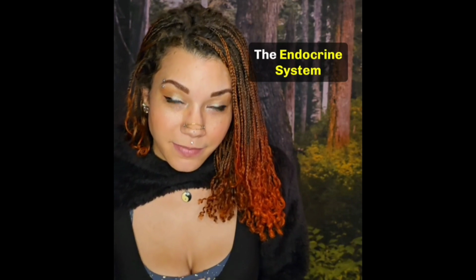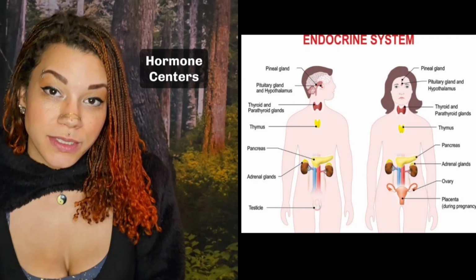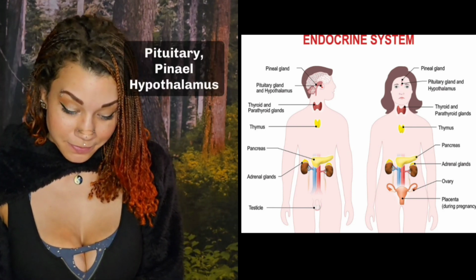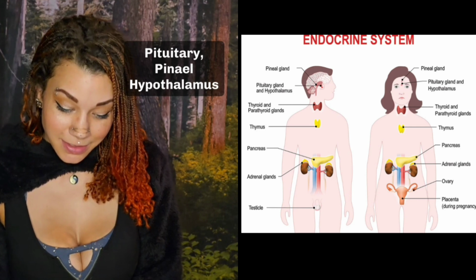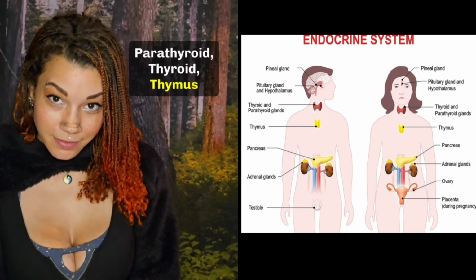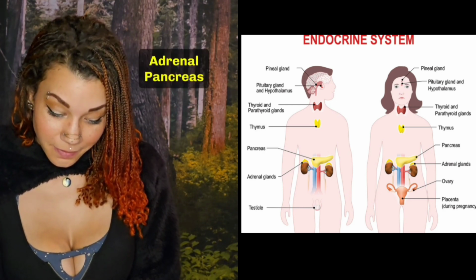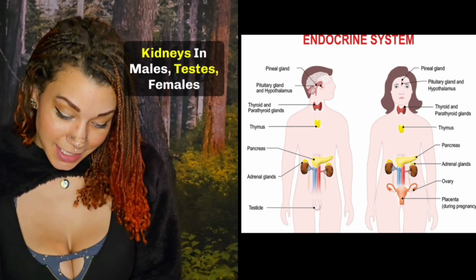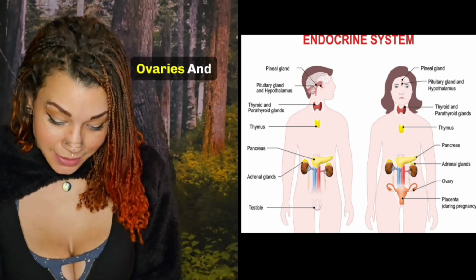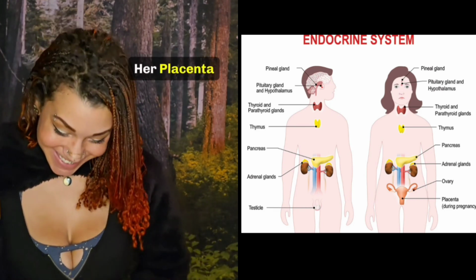The endocrine system. It controls your body's hormones and secretions. Hormone centers include pituitary, pineal, hypothalamus, parathyroid, thyroid, thymus, adrenal, pancreas, kidneys, in males' testes, in females' ovaries. And while a woman's pregnant, her placenta.